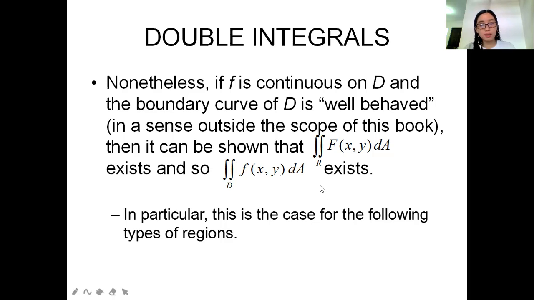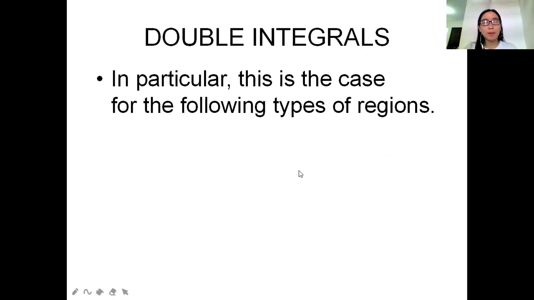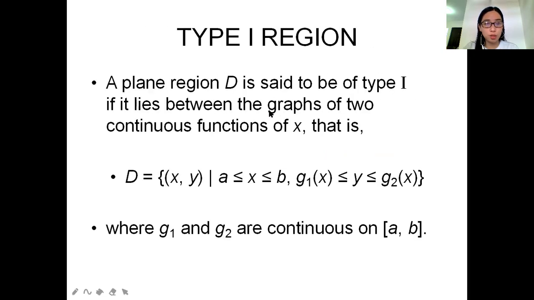So there are types of regions wherein we can use these double integrals. In particular, this is the case for the following type of regions.